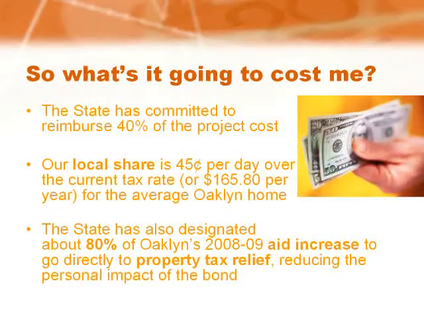Now let's talk about what all this is going to cost. First, the state is committed to reimburse 40% of the total cost back to Oaklyn in the form of debt service relief over the life of the bond. That means that our local share is about $166 per year for the average Oaklyn home over the current tax rate. The state has also targeted about 80% of Oaklyn's aid increase for next year to go directly to property tax relief, reducing the personal impact of the bond.